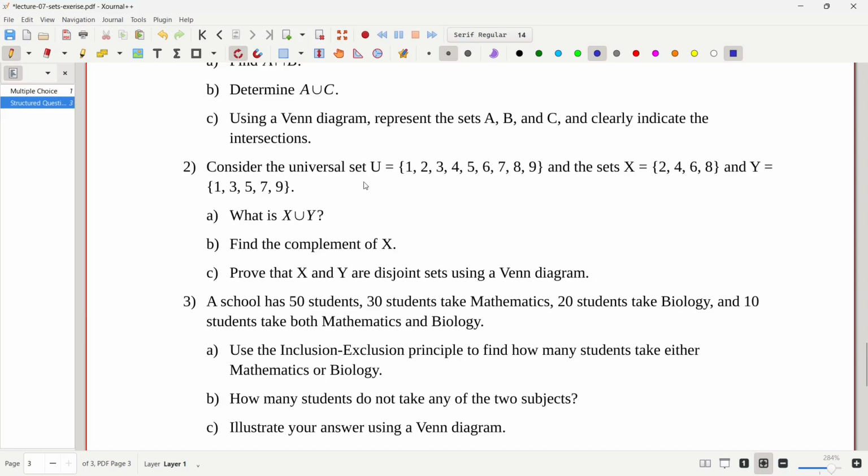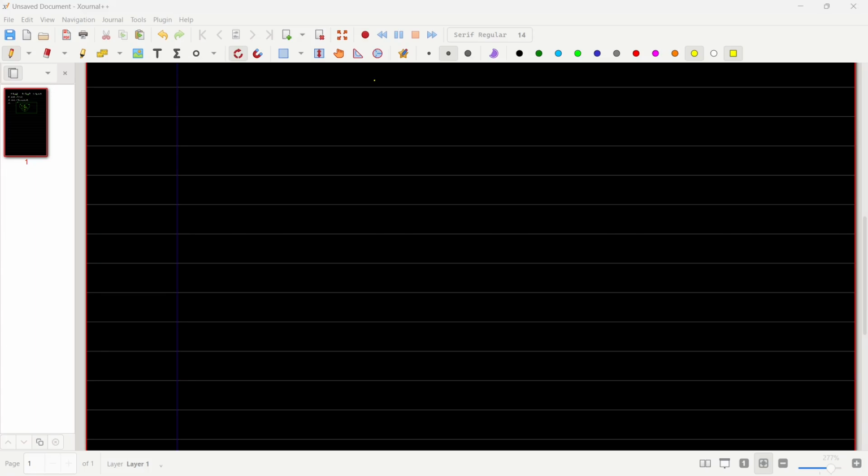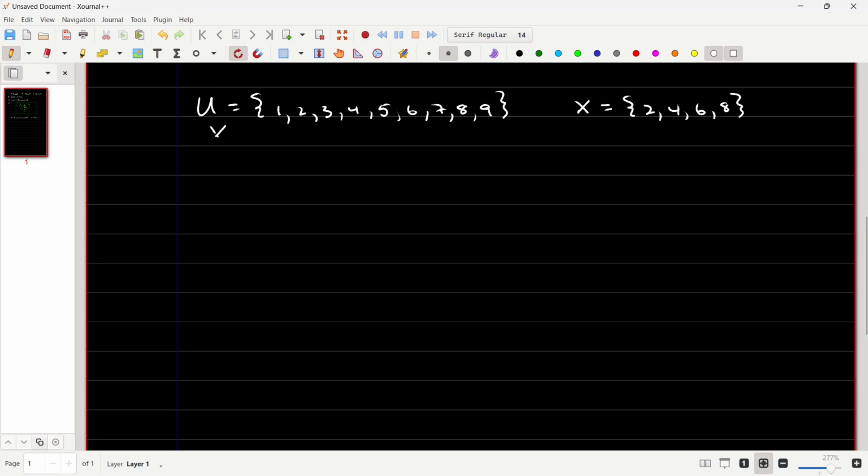Consider the universal set U, which is this, and the sets X and Y, and we're asked to find the union, the complement, and prove that X and Y are disjoint sets using a Venn diagram. First thing we do is we write out the sets. So let's start. X union Y would be equal to the combination of X and Y without repetition.